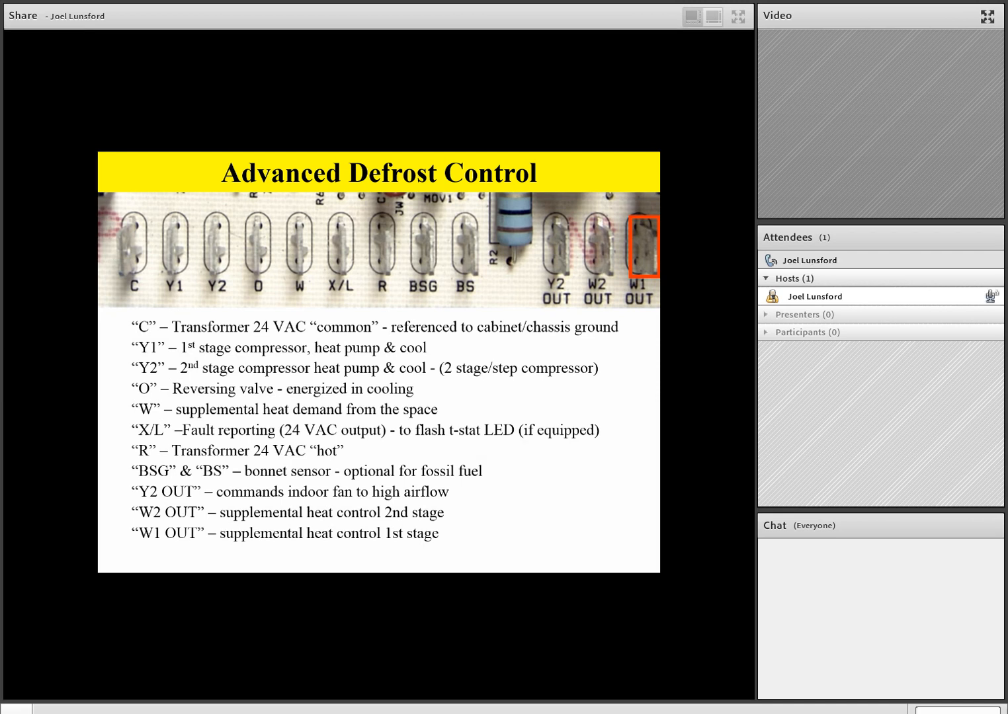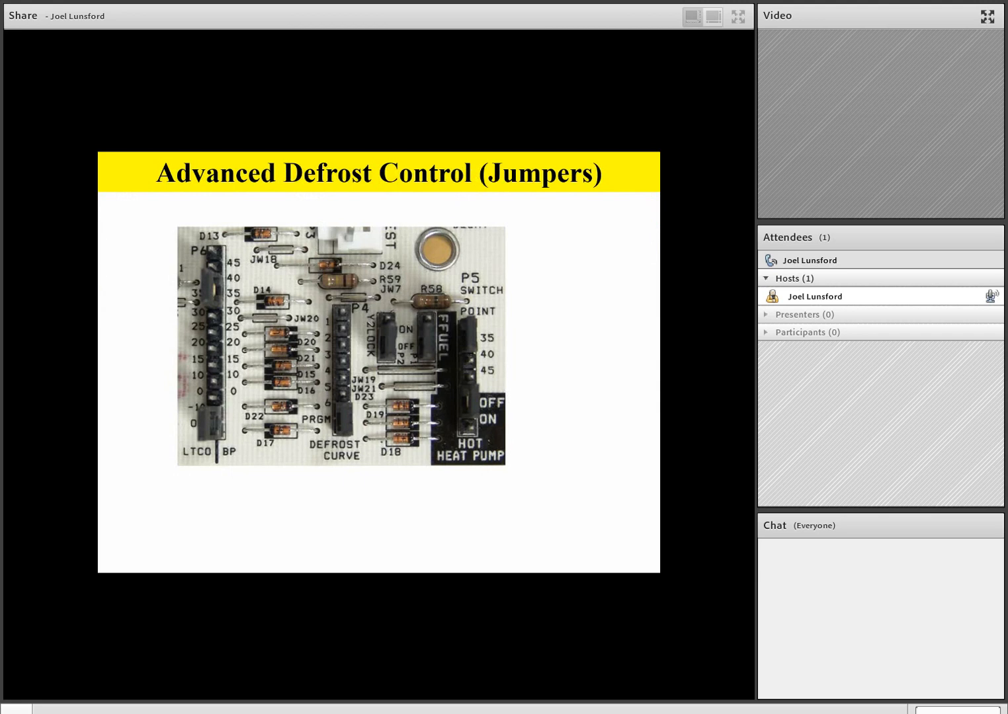Now, we talked earlier about some jumpers, the advanced defrost control jumpers. Let's take a look at those jumpers now as a separate session, as we have the capability of configuring the board for some advanced operation.